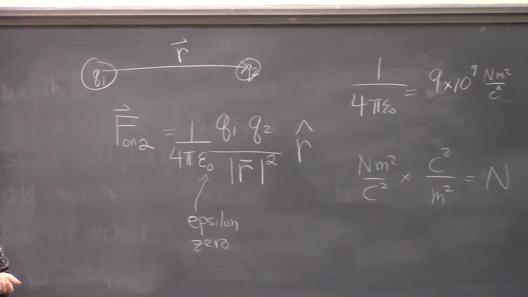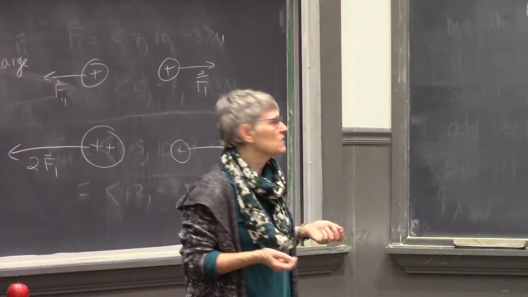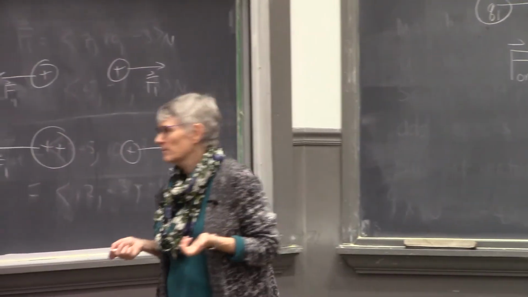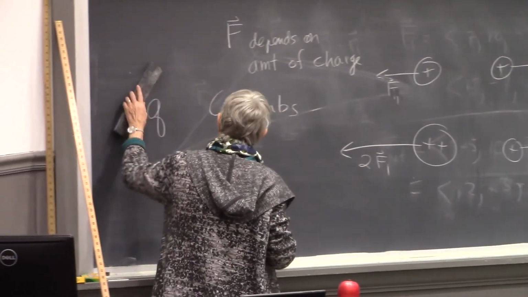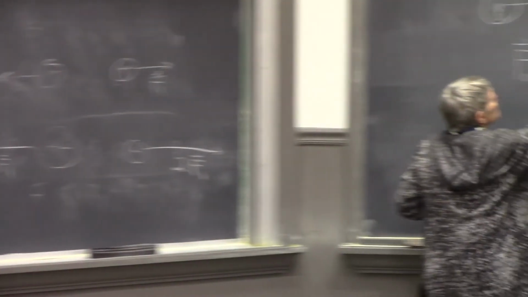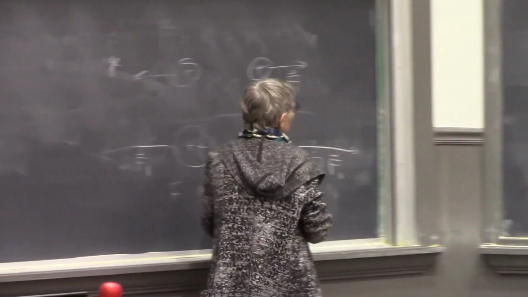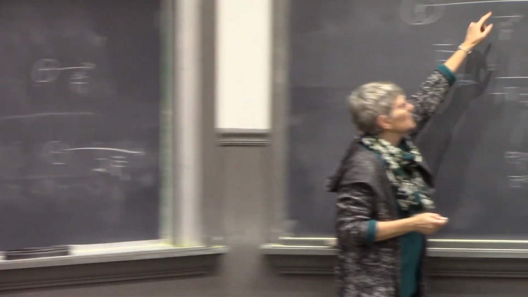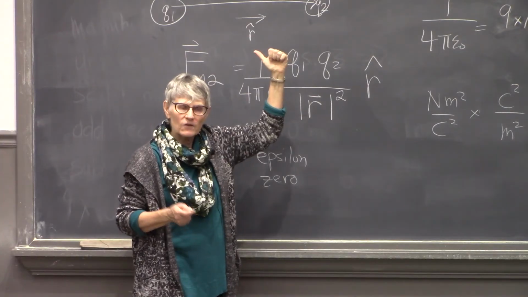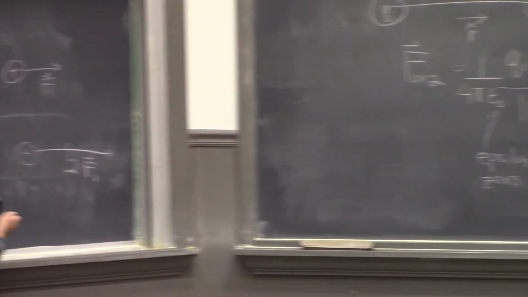But let's be sure that this equation really captures the direction correctly, because these Q's could be positive or negative. Our R hat is always pointing this way, but depending on whether these two things have the same charge or opposite charges, the force could be that way or that way. So we need to make sure that this expression actually gives us the correct direction.